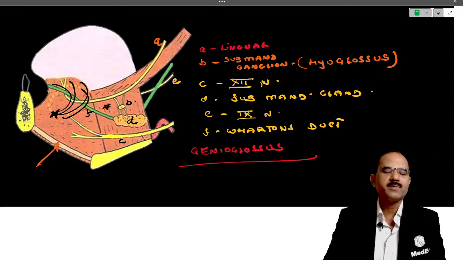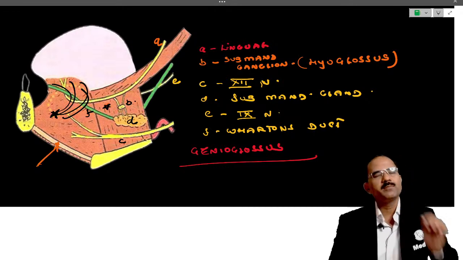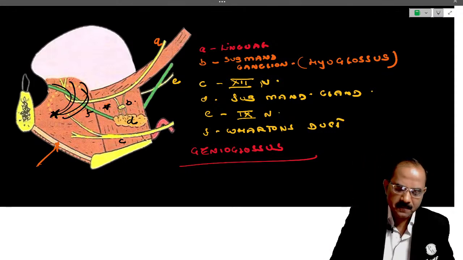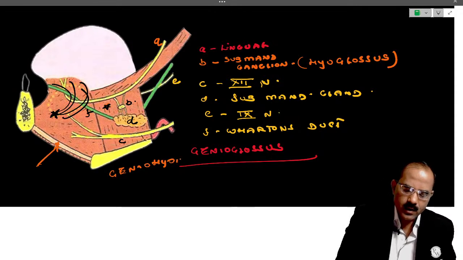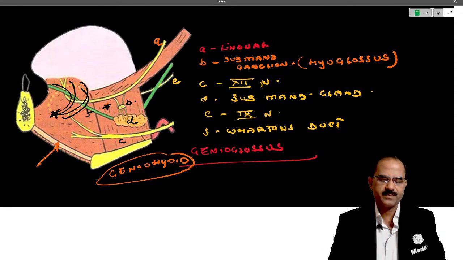What is this pointed muscle? Can you identify this? Yes, Jasmine. Yes, Shubhangi. Yes, KK. What is this muscle? It begins from the genial tubercle and goes to the hyoid bone. Yes, you identified it rightly. That's the geniohyoid. And why am I asking you this? Geniohyoid.